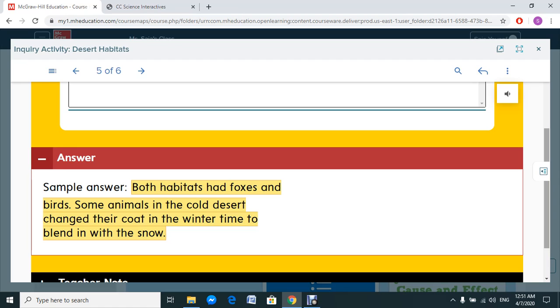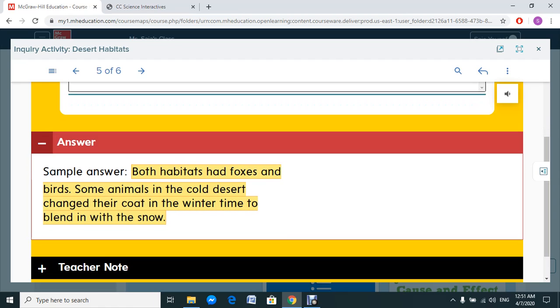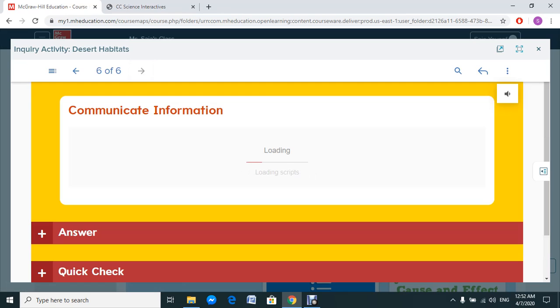This was the difference. In summer, we said that the owl can just hide inside holes in the cacti, but some cold desert animals can change their coat or their fur color, their feather color. Okay, so this is the answer. Write it fast. Question 4 will be your homework.